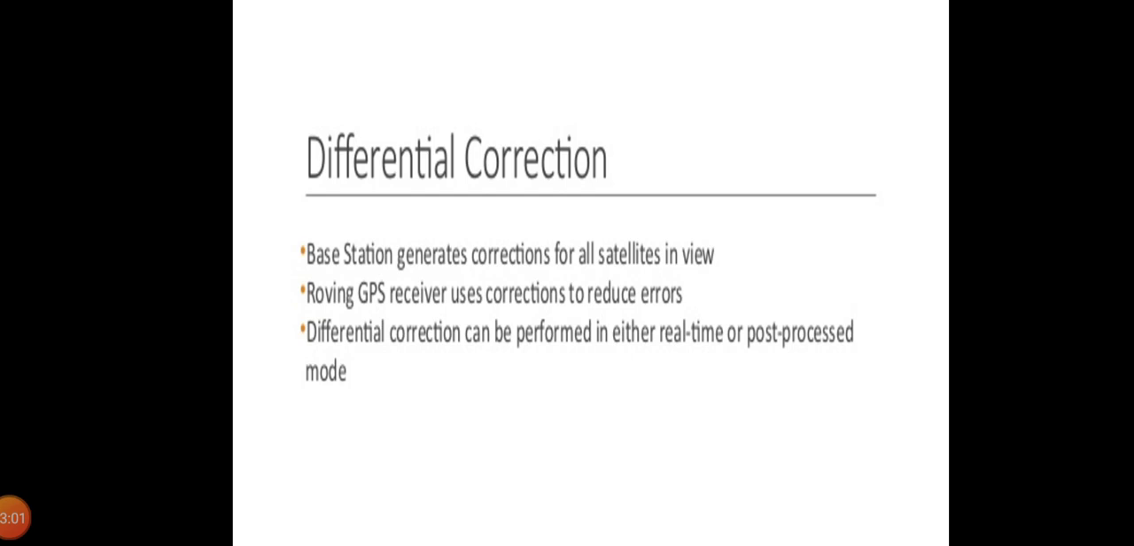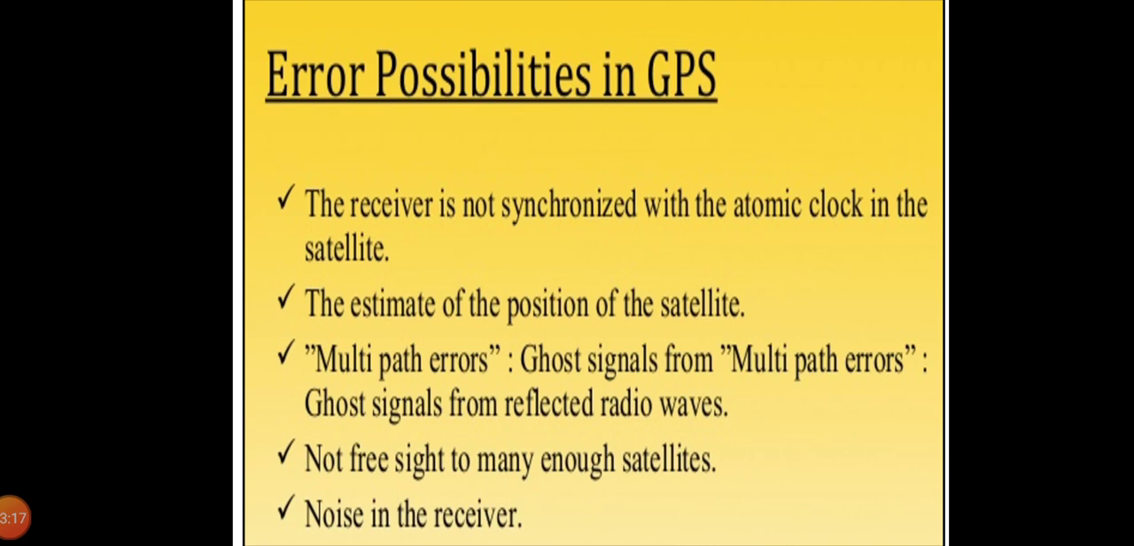Differential correction is when the base station generates the corrections for all satellites in view, and the roving GPS receiver uses the corrections to reduce the errors. Differential corrections can be performed in either real time or post-processed mode.